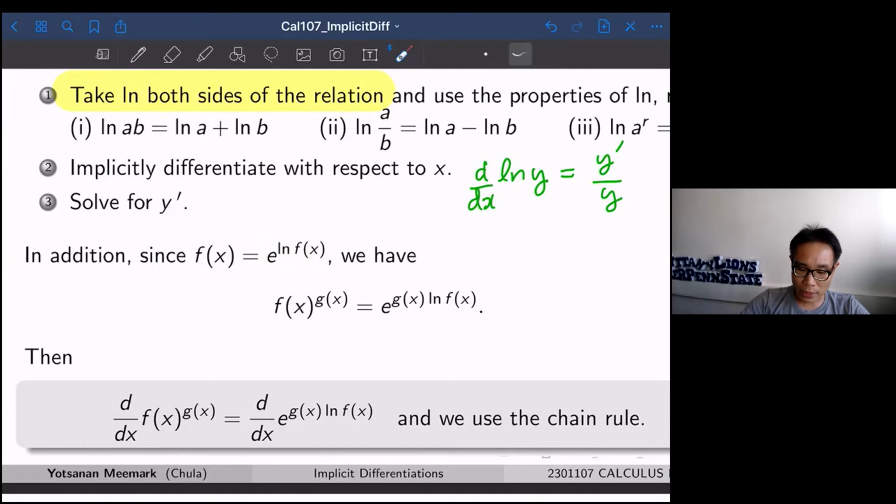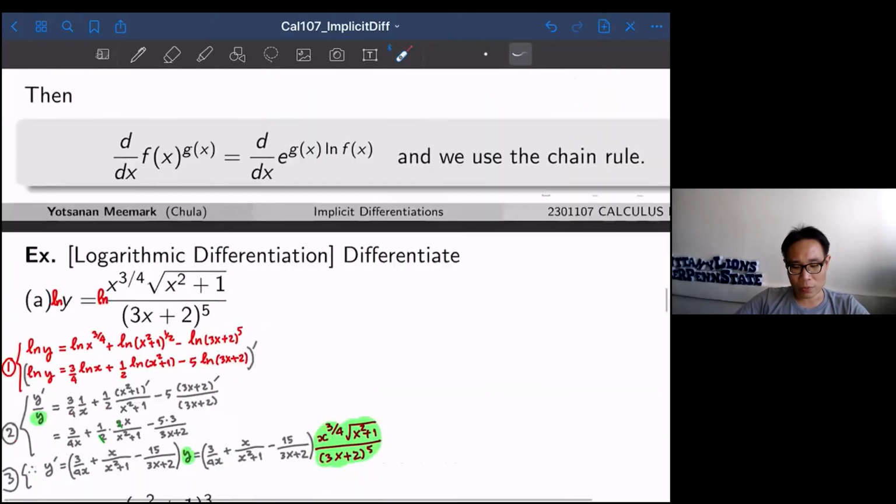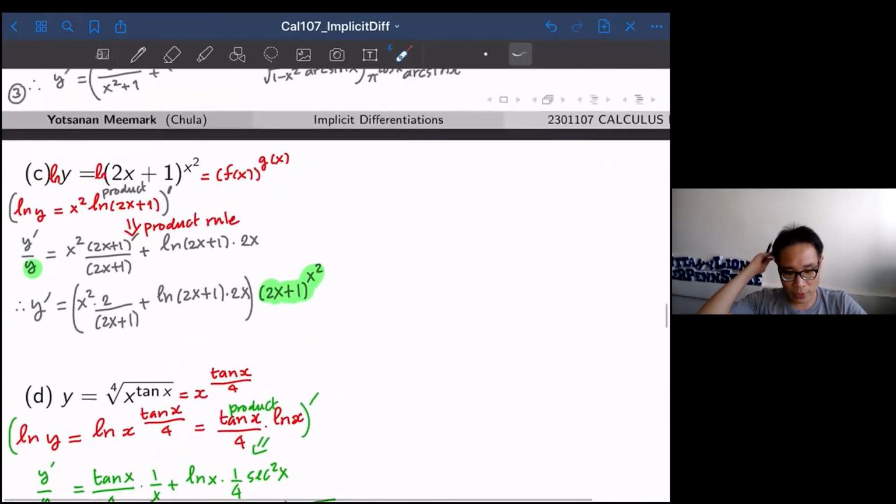Then you raise this to the g(x). This is the reason why f(x) to the g(x) turns out to be e to the g(x) log f(x). When you differentiate f(x) to the g(x) written as e to the g(x) log f(x), we just apply the derivative. This is not going to be a function to a function anymore. It's going to be just a product.